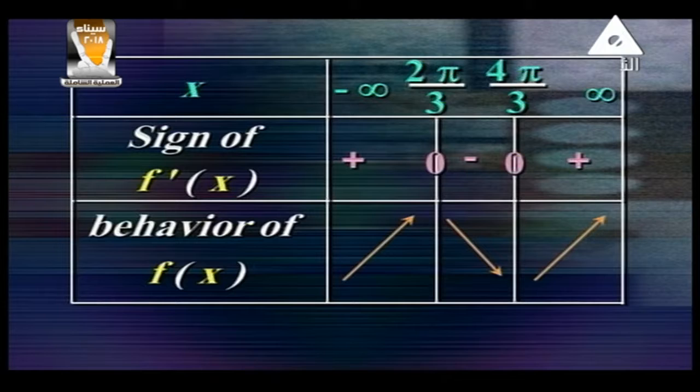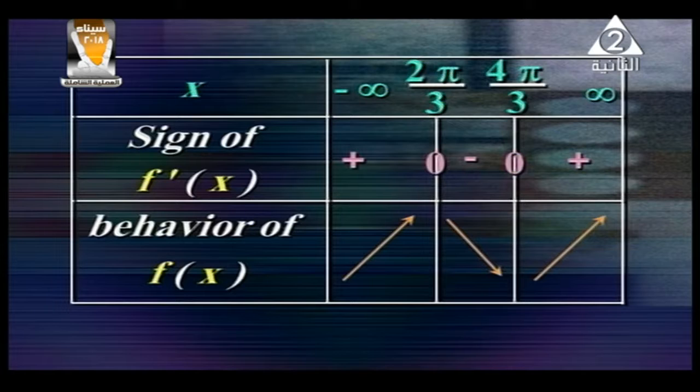Dear student, look at the table. The table consists of three rows and 4 columns. We have 3 intervals. The first interval, open, negative infinity to 2 pi over 3. Second interval, 2 pi over 3 to 4 pi over 3. Remember, the values of x which make f dash x equal 0 are x equals 2 pi over 3 and 4 pi over 3. The third interval from 4 pi over 3 to infinity.